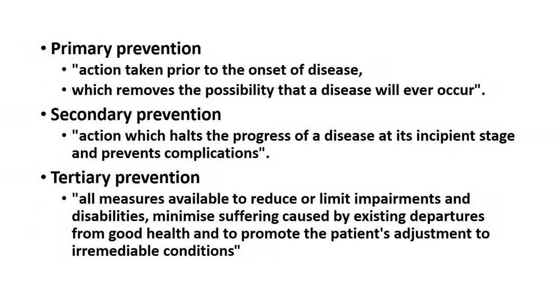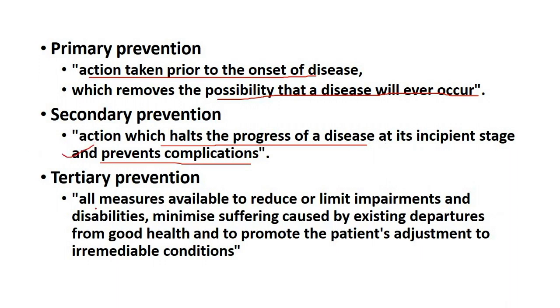Then primary prevention, secondary prevention and tertiary prevention. Primary prevention is the classical prevention described in English literature. That is the action taken prior to the onset of the disease which removes the possibility that the disease will ever occur. Secondary prevention is after the disease occurs, you halt the progress of the disease at its incipient stage and prevent complications. So it is the action which halts the progress of the disease at its incipient stage and prevents its complications. That is called secondary prevention.